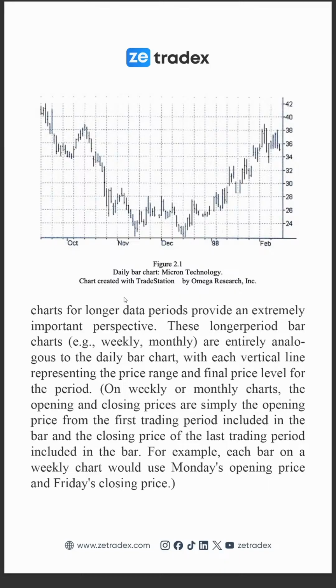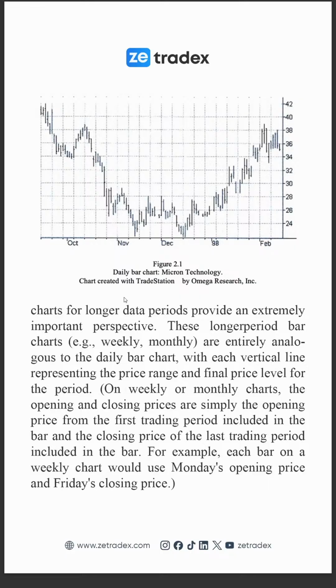Charts for longer data periods provide an extremely important perspective, and these longer period bar charts, for example the weekly and the monthly, are entirely analogous to the daily bar chart, with each vertical line representing the price range and final price level for the period. On the weekly or the monthly charts, the opening and closing prices are simply the opening price from the first trading period included in the bar and the closing price of the last trading period included in the bar. For example, each bar on a weekly chart would use the Monday's opening price and Friday's closing price. So these two prices interchange and give us the perfect understanding of the movement.